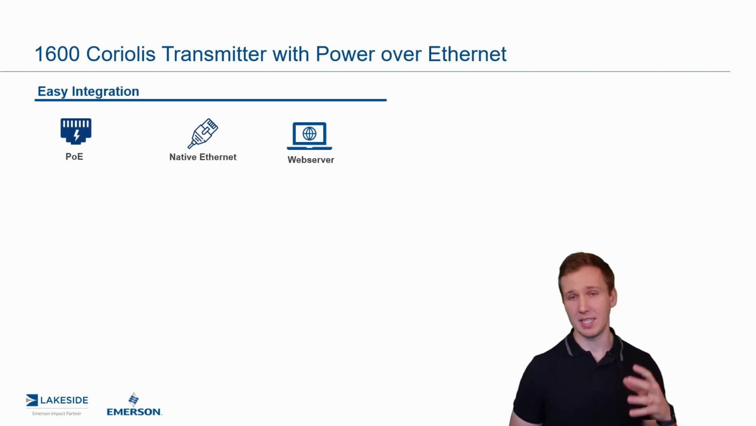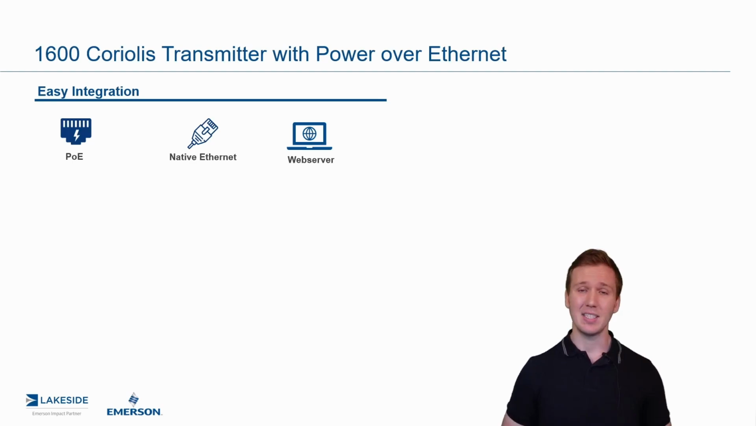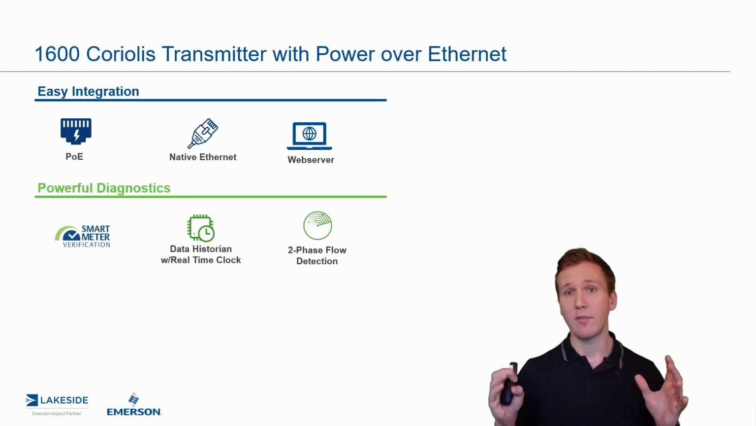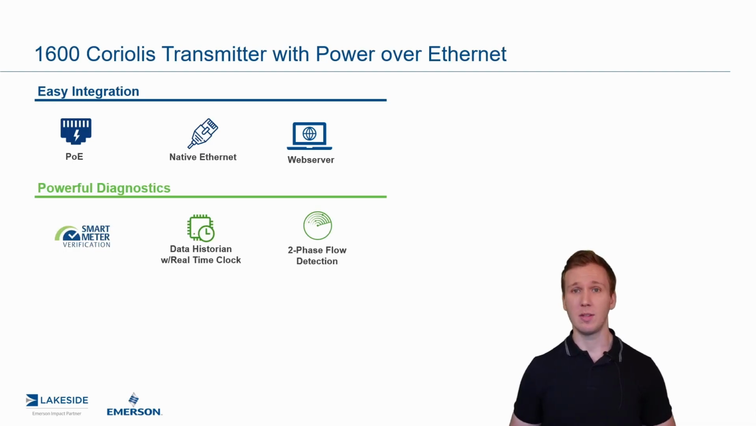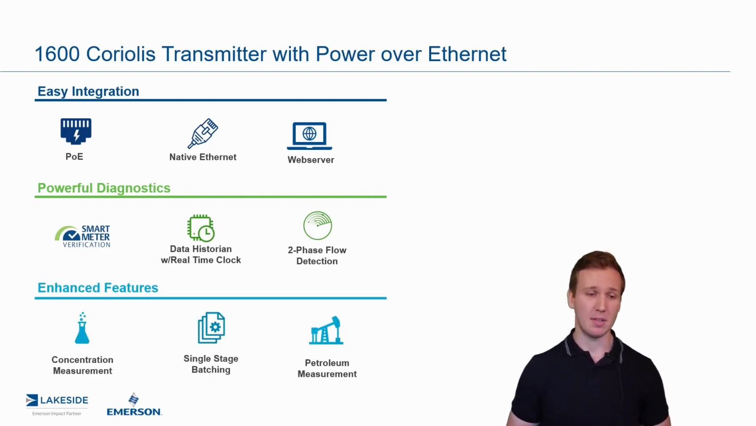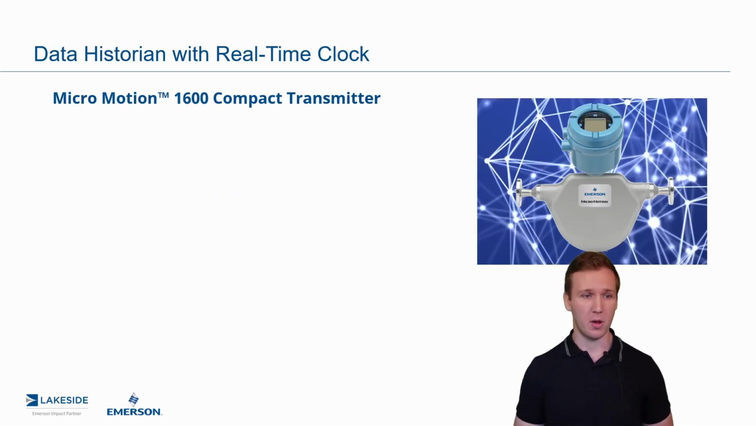Very easy to integrate because it is power over Ethernet, native Ethernet, and has a web server for configurations. We have our powerful diagnostics available as we do with some of our other transmitters, so you can get smart meter verification. We actually have a data historian with a real built-in time clock and the ability to detect two-phase flow via the APM software. Lastly, we do have the ability to also do concentration measurements, batching, or if you wanted to use this in petroleum, the various software available for that as well. So the 1600 transmitter has all of the various software and many of the benefits of some of our other transmitters like the 5700 or the 4200, if you're familiar with those.